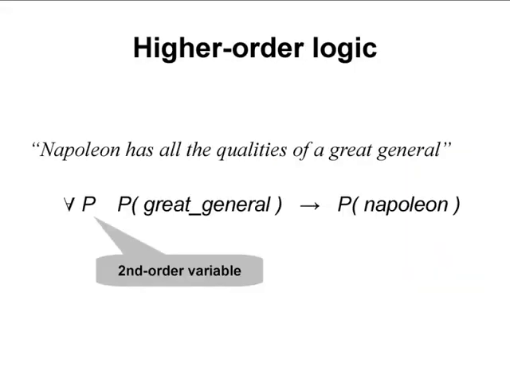One more thing that Genifer must add to Prolog is higher-order logic. For example, when we say Napoleon has all the qualities of a great general, we can express this with the formula: if property P applies to a great general, then P applies to Napoleon as well. Such a formula is second order.